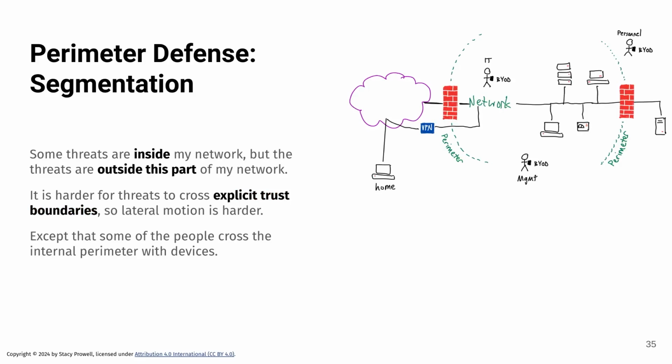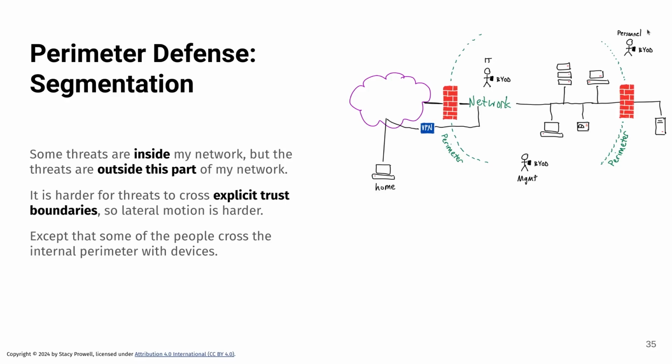Segmentation. So I say, some threats are inside my network, but the threats are outside this inner perimeter. I have a much more sensitive perimeter here, and maybe there are some threats that make their way in here. We'll try to find them and get rid of them. Most of the threats are out here in the world, but there's none inside here, and so that makes lateral movement into this section hard. I have new trust boundaries, and it's harder for threats to cross these explicit trust boundaries, so I've reduced lateral motion.